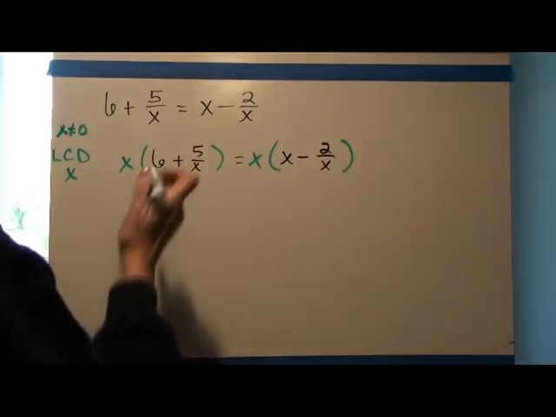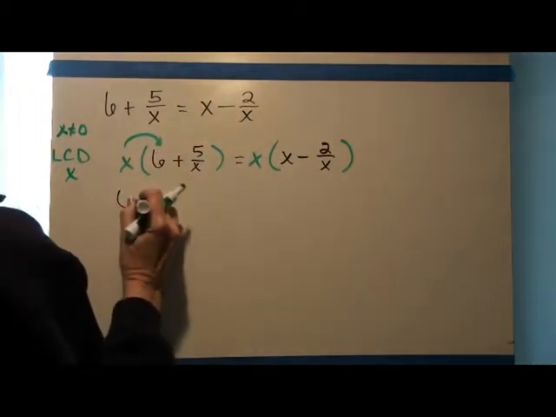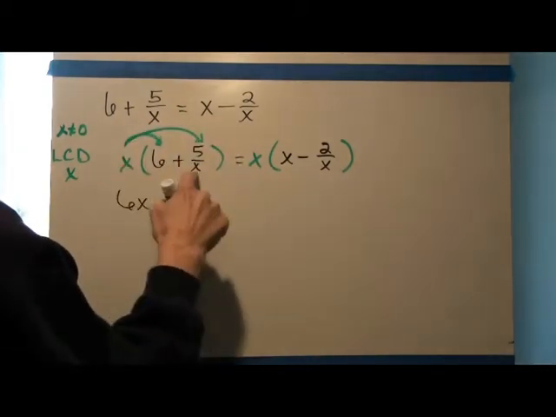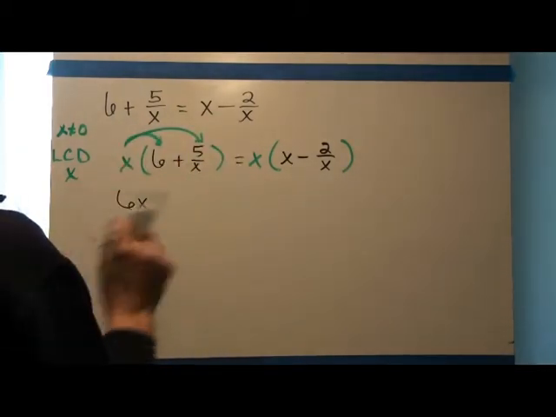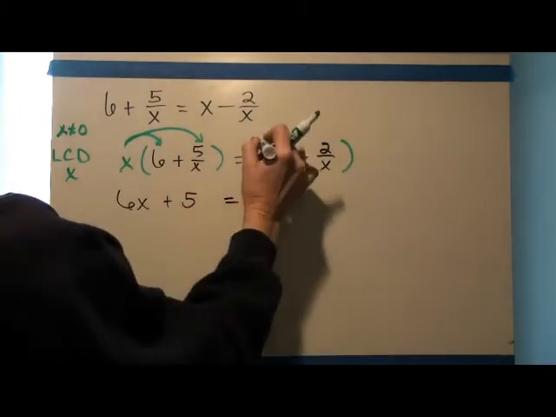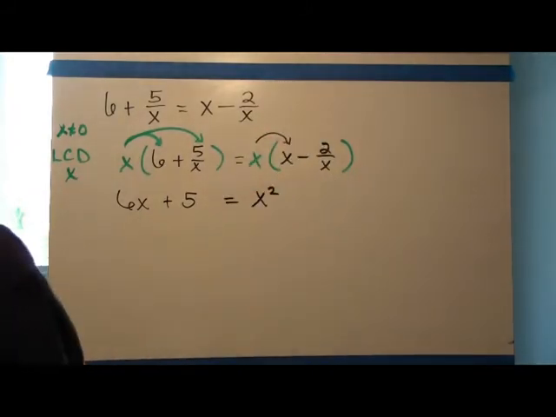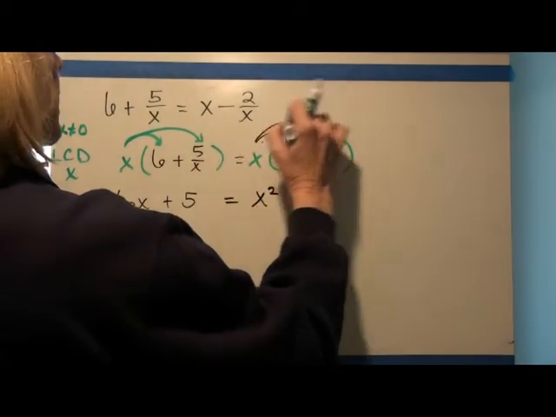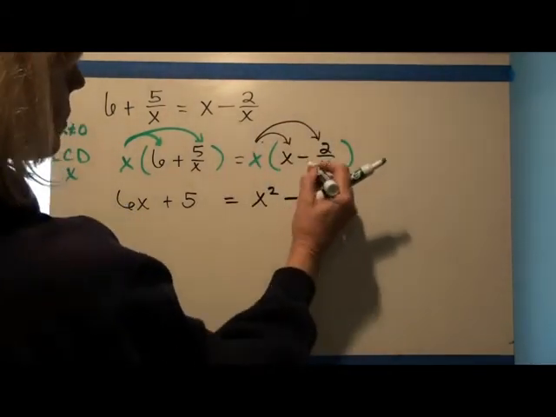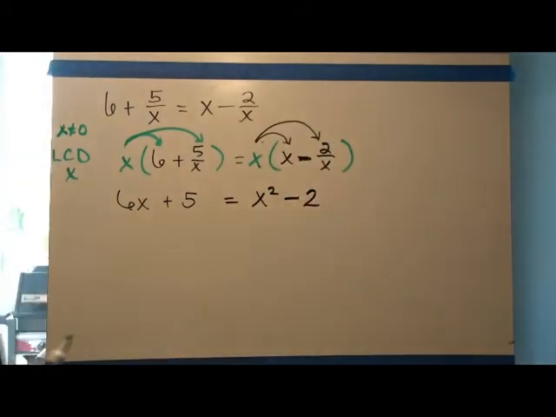Now a couple of things happen. First of all, this 6 becomes 6x. But when we multiply to the fraction, the x's actually reduce and we get plus 5. Now on the other side, when we do the x times x, we actually get an x squared. And then multiplying over to this last, we get a minus, of course, because it's minus here. The x's cancel and it's just a 2.